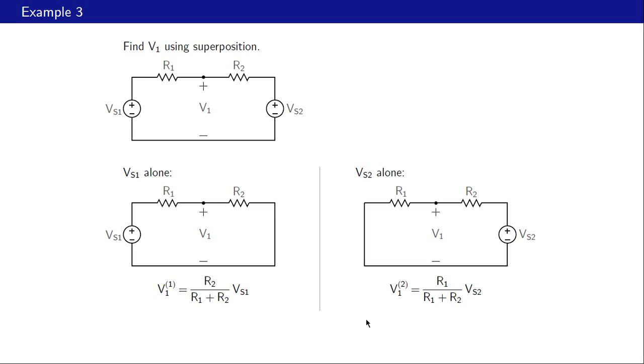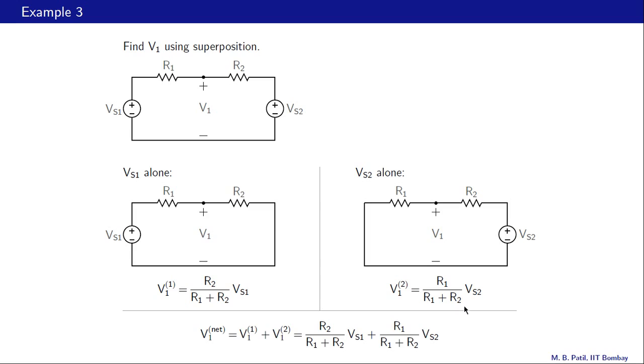Here is our second case in which we have kept Vs2 but deactivated Vs1, that is replaced it with a short circuit, and in this case V1 is the same as the voltage across R1, and once again using voltage division we have V1 equal to R1 divided by R1 plus R2 times Vs2, like that. And finally our net value of V1 is simply the addition of V1 in case 1 and V1 in case 2, and that gives us this expression over here.